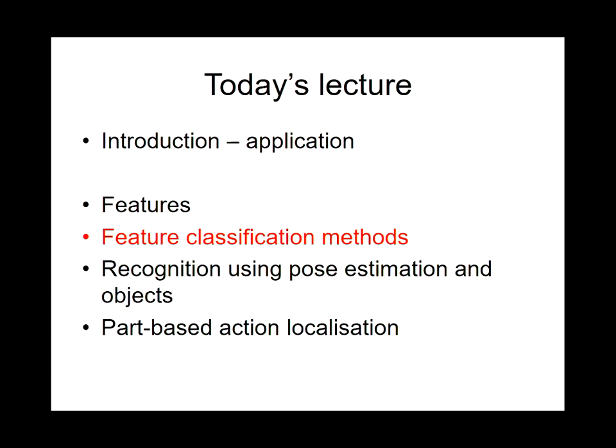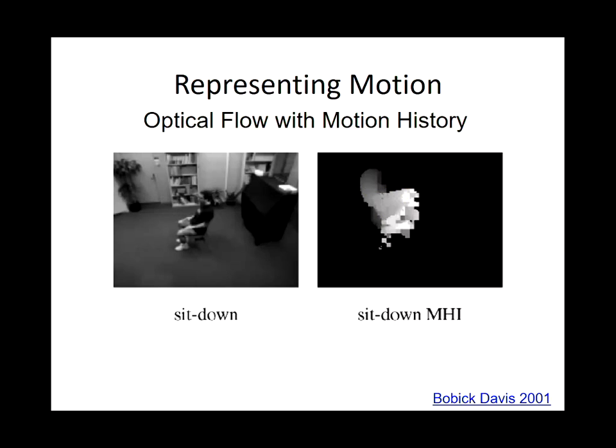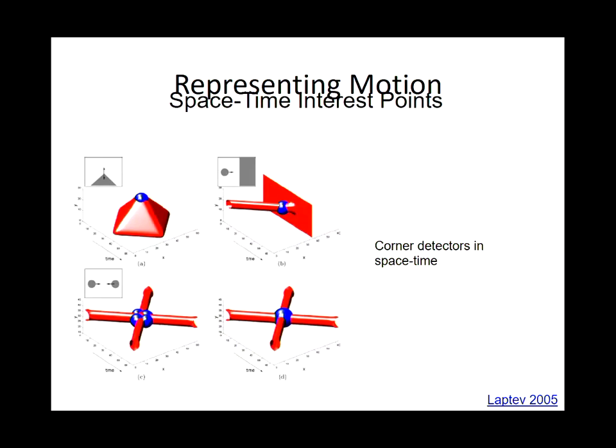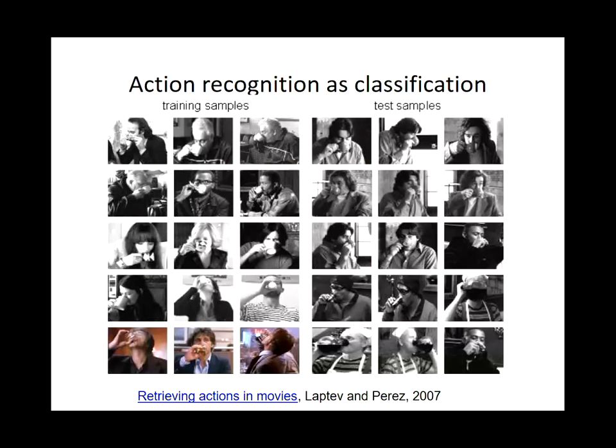Now I'm going to describe those feature classification methods, so methodologies that are using these types of template representations to recognize actions. We're going to see action recognition as a classification problem, which means that we're going to have a lot of training samples of image sequences that depict people doing specific actions, for example, drinking coffee, as in the left column.